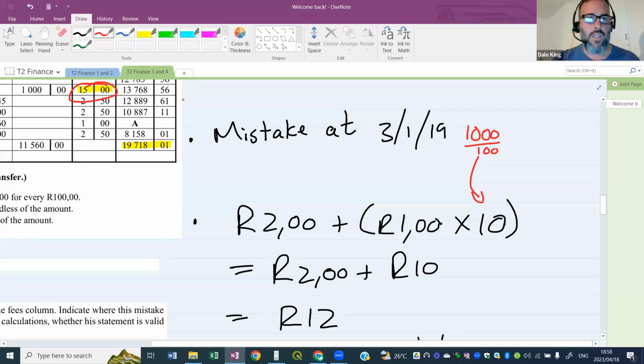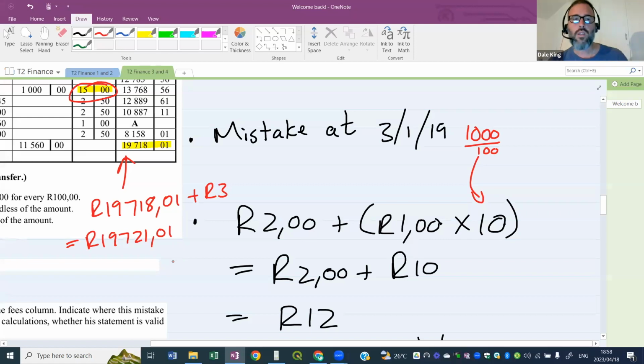So all these values underneath can increase by 3 all the way to the final one, which must increase by 3. So this 19,718 Rand and 1 cent, I'll do the calculation here quickly, needs to change by increasing by 3. All right. So it's just going to be 19,721 Rand and 1 cent. So that should be the new bank balance. So we've corrected it. We've given that person that 3 Rand back because the bank overcharged them in the fee.